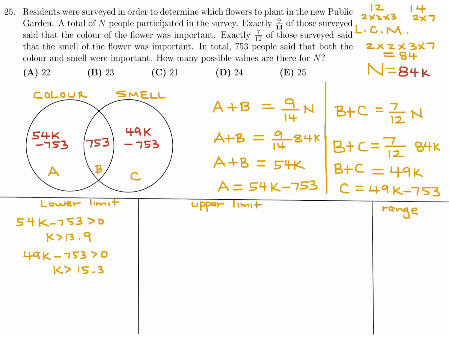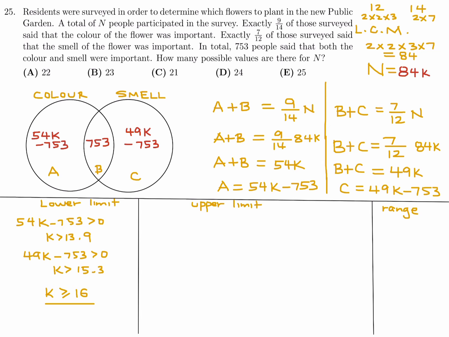So combining these, k has got to be greater than 15.3. So k is greater than or equal to 16, because k has to be an integer also. It represents the value of n, and n is also an integer because n represents the number of people. So this is our lower limit right here. K has got to be at least 16.